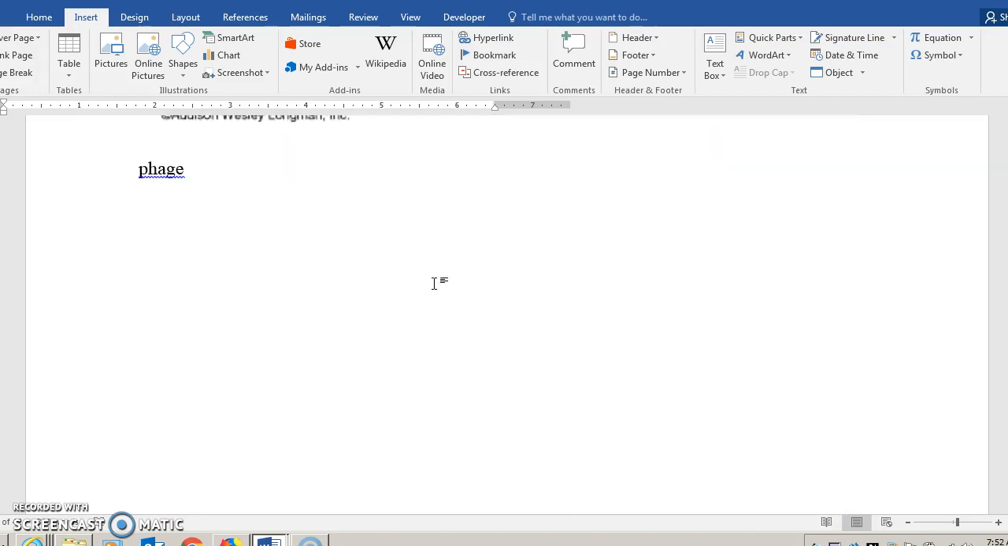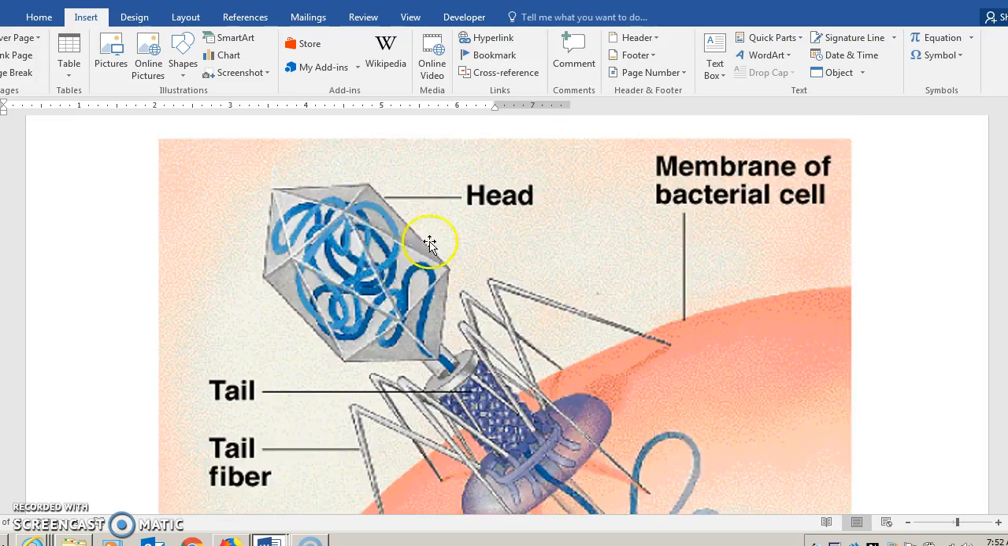So those are called phage, and the DNA is the genetic material that's injected. The rest of the phage is made up mostly of protein. That's important to remember. DNA versus protein.